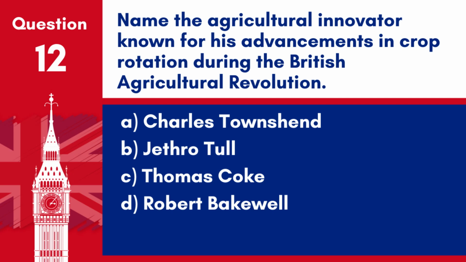Question 12. Name the agricultural innovator known for his advancements in crop rotation during the British Agricultural Revolution. A. Charles Townshend. B. Jethro Tull. C. Thomas Coke. D. Robert Bakewell. Answer: A. Charles Townshend. Charles Townshend was known for his advancements in crop rotation during the British Agricultural Revolution.